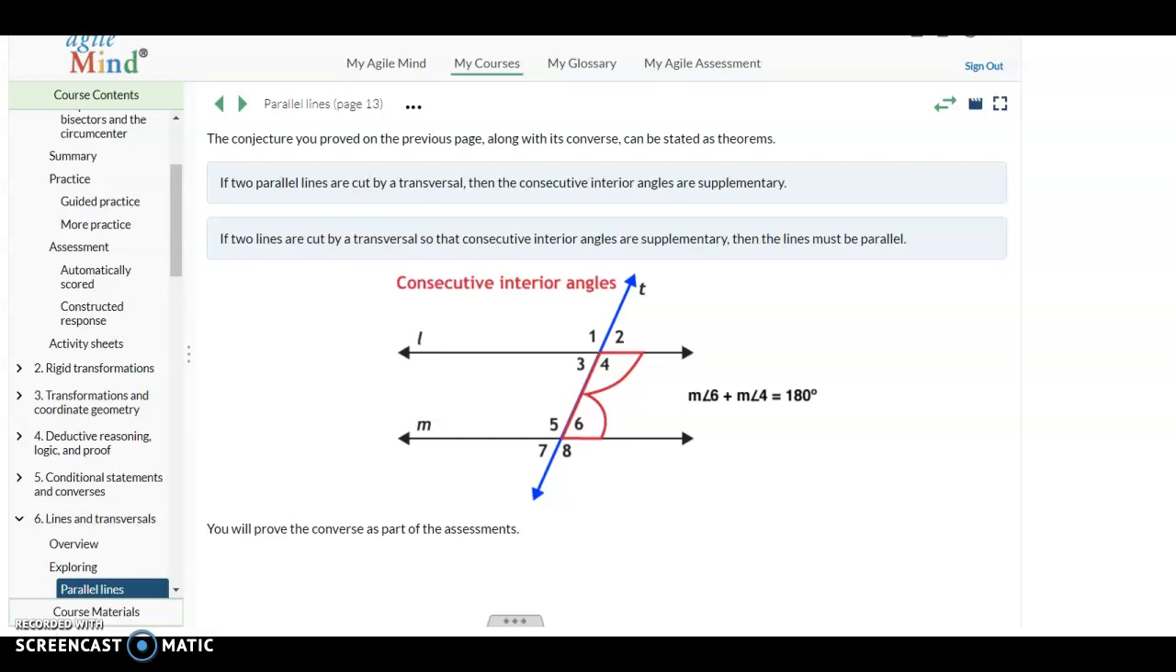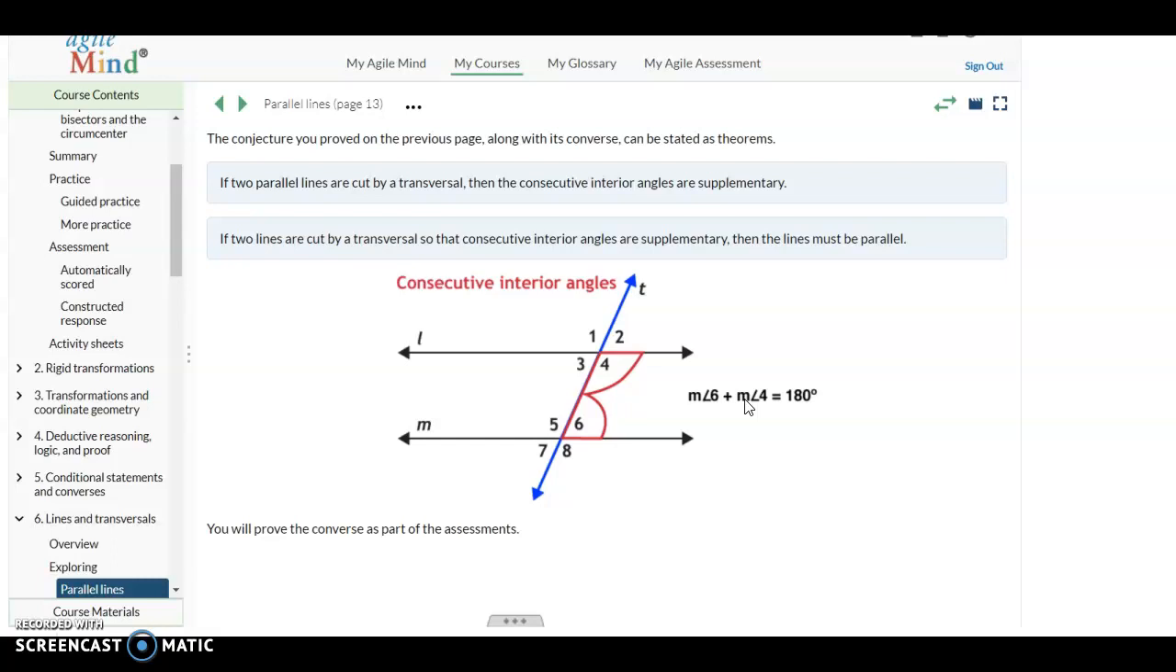So we just got finished proving, on number 5 in your notes, what is known as the consecutive interior angles theorem, which states that if you have two parallel lines that are cut by a transversal, then we know the consecutive interior angles are supplementary, which means they add to be 180 degrees. The converse of that is also true, and we will prove that eventually as well.